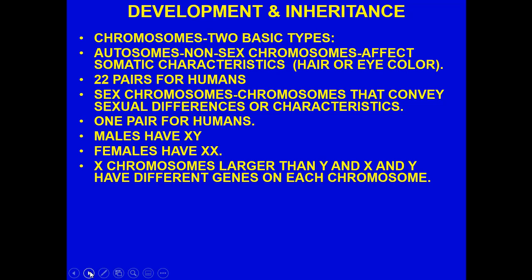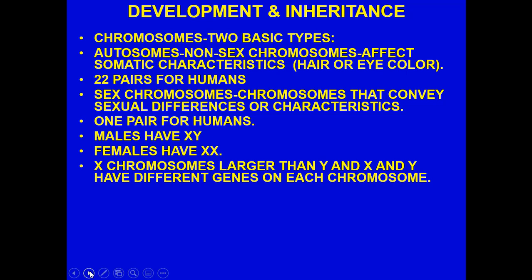Sex chromosomes are the chromosomes that convey sexual differences or characteristics. All humans have one pair. Males will have an X chromosome and a Y chromosome, which are completely different because they have different genes on each of the chromosomes. Females will have two X chromosomes. So to say we have 23 pairs of chromosomes, yes, the first 22 are basically autosomes. They are involved with somatic or body structure characteristics, biochemistry, things like that. The last pair is what defines us whether we're male or female, and those are the sex chromosomes.